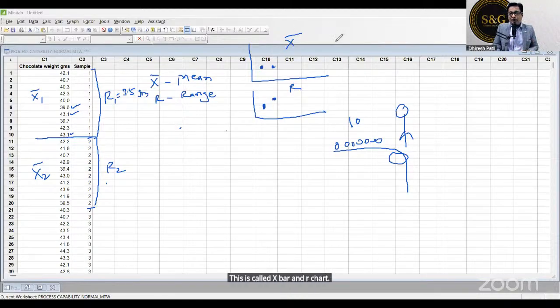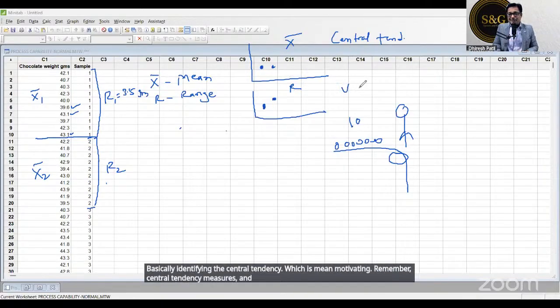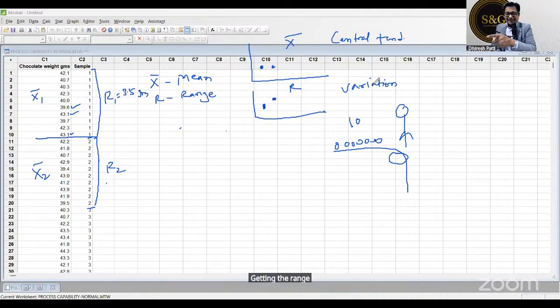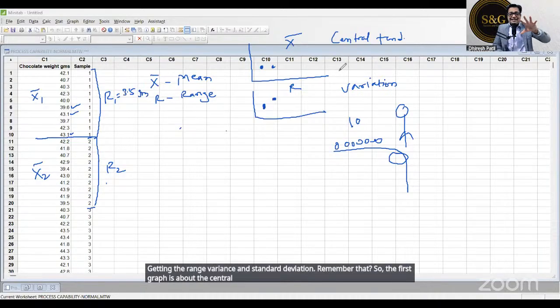So this one is basically identifying the central tendency, which is mean, mode, median. Remember central tendency measures. And this is basically finding out variation, which is the spread of the data, the range. Correct? The range, variance, and standard deviation. Remember that? So the first graph is about the central tendency. The second graph is about the variance.